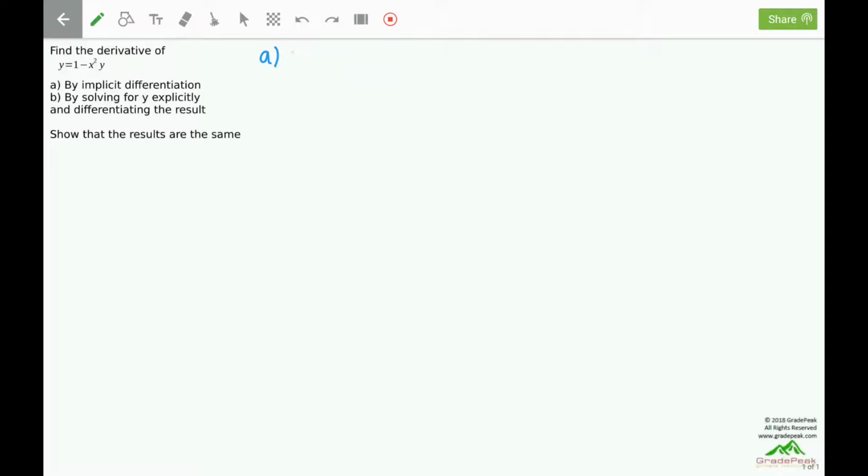For part A, we're going to find the derivative by implicit differentiation. We have an implicit equation. It's not solved for y in terms of x, but it does have y and x related to each other through the equation. We can take the derivative of both sides with respect to x, indicated by the prime on both sides.